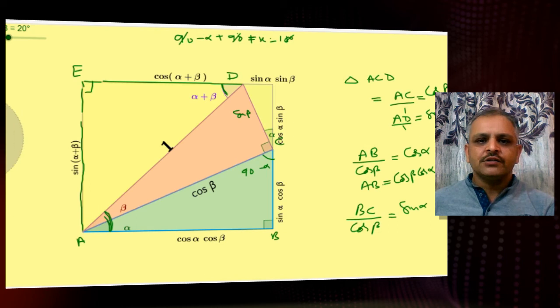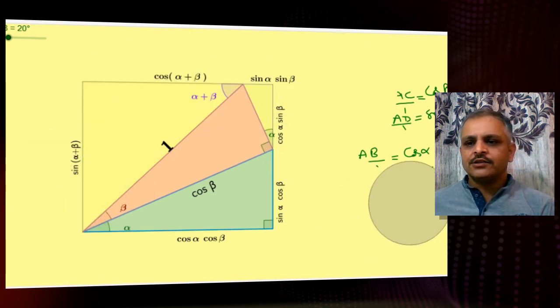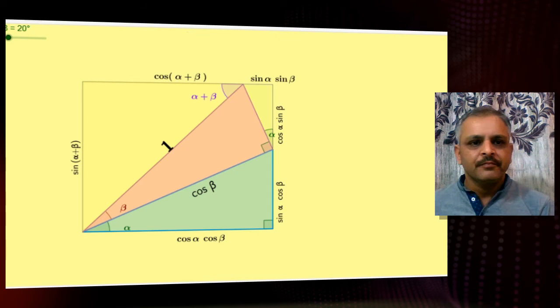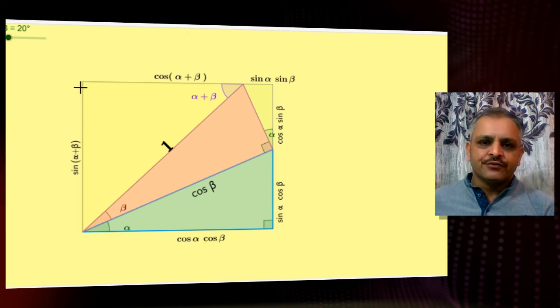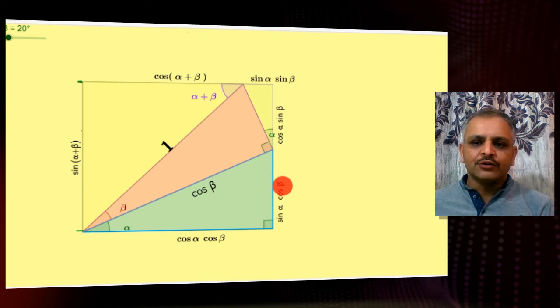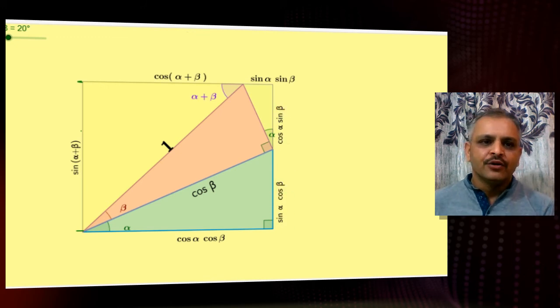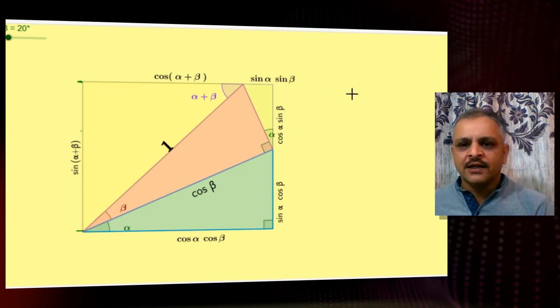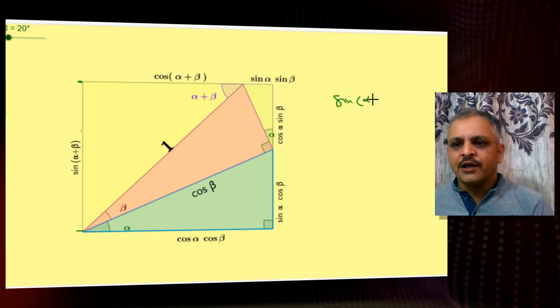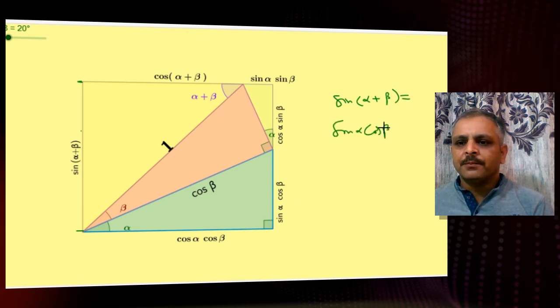So let's erase all this calculation and we will have a neat and clean sketch. Now if you observe carefully, dear students, in this rectangle the opposite sides are equal. This side is equal to sine alpha plus beta, whereas the opposite side is equal to sine alpha cos beta plus cos alpha sine beta. So both are equal, so I can write this result as sine alpha plus beta will be equal to sine alpha cos beta plus cos alpha sine beta.